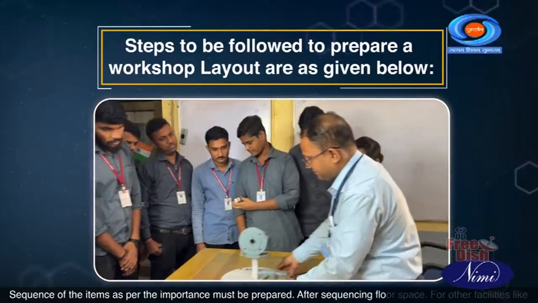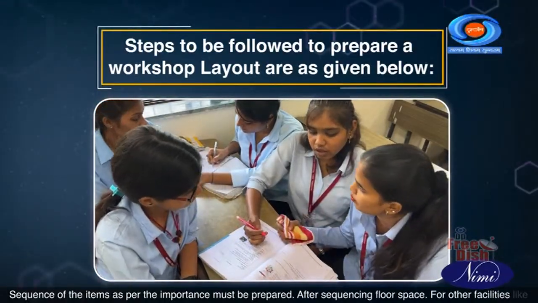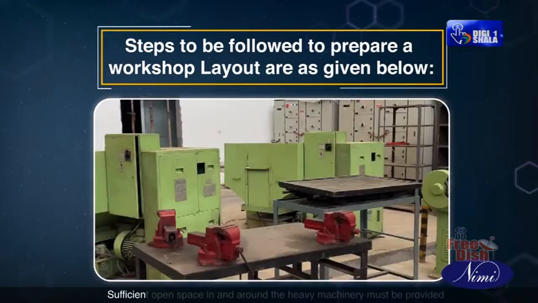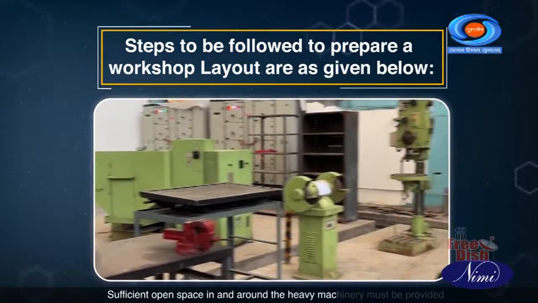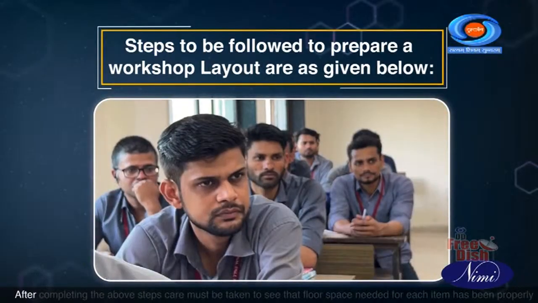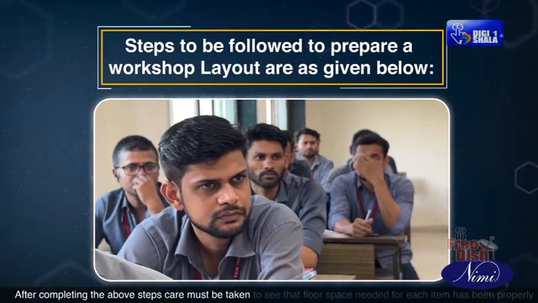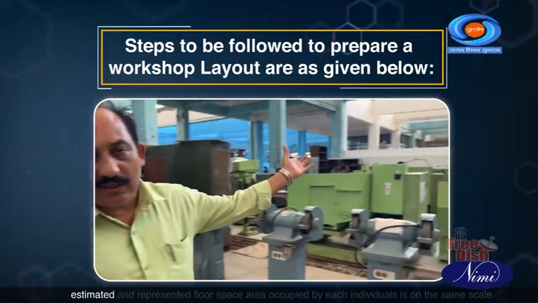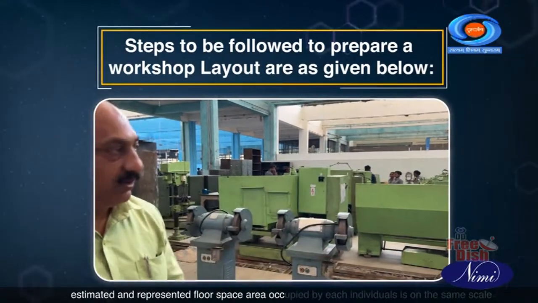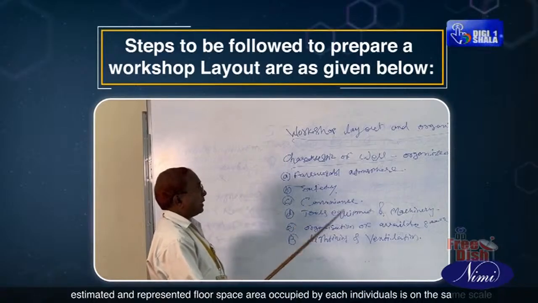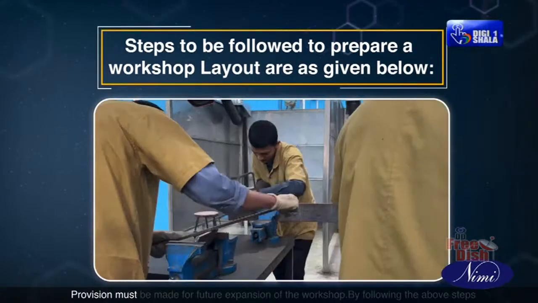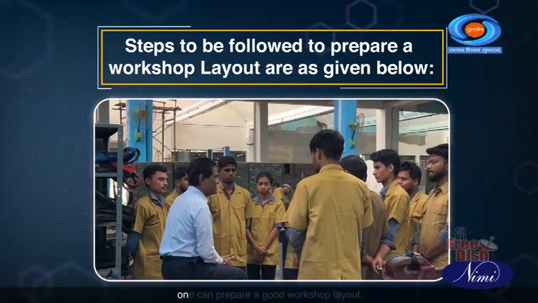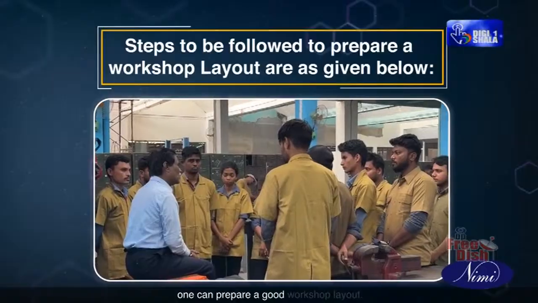After sequencing, floor space for other facilities like storage, drinking water, etc. must be provided. Sufficient open space in and around the heavy machinery must be provided. After completing the above steps, care must be taken to see that floor space needed for each item has been properly estimated and represented, with the floor space area occupied by each item on the same scale. Provision must be made for future expansion of the workshop. By following the above steps, one can prepare a good workshop layout.